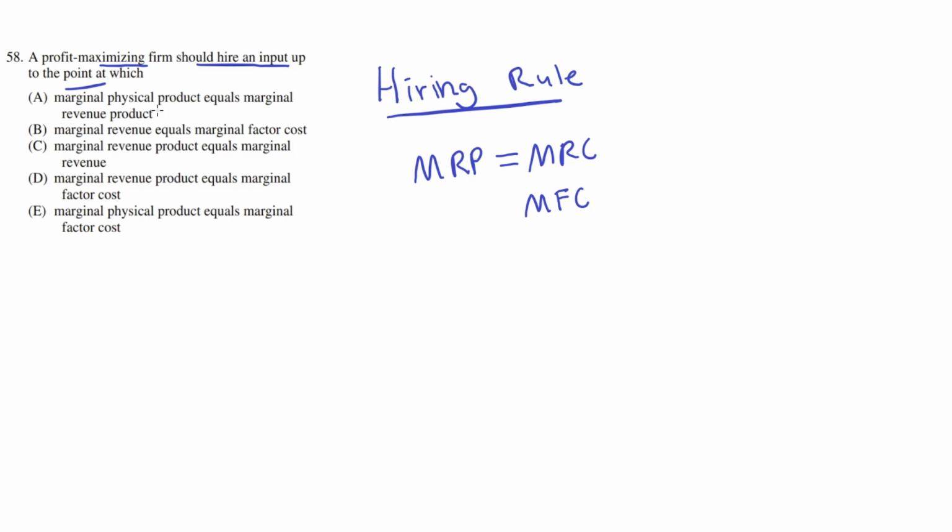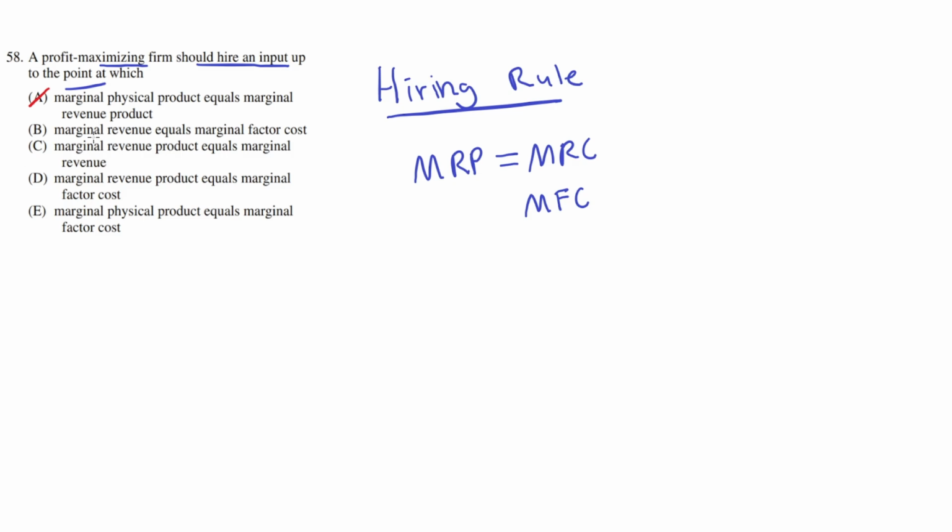A. Marginal physical product equals marginal revenue product. This is incorrect because, for one, this doesn't follow the hiring rule, because marginal physical product is not the same as marginal resource cost, although it does highlight marginal revenue product. Setting these two equal to each other would never work, because marginal revenue product is always marginal product times price. So this would always be greater than the marginal product. So A is incorrect.